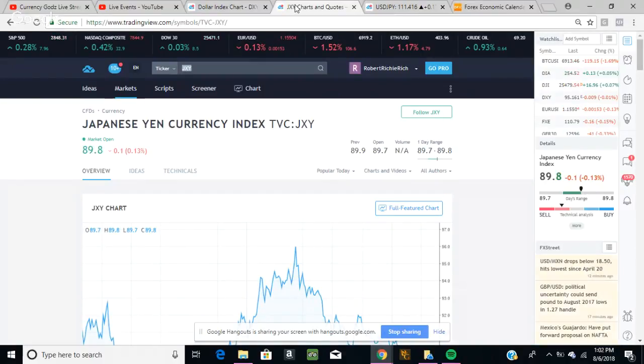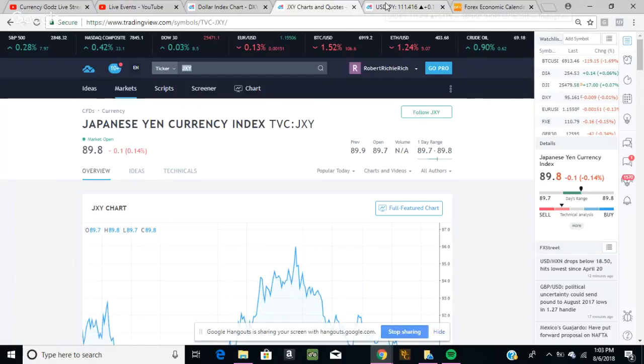Let's take a look at the Japanese yen. That currency index is the JXY. Right now it's at 89.8 and it's negative 14%. So in all reality, it's weak. So my natural bias with this information that I currently have is that the US dollar is stronger than the Japanese yen.